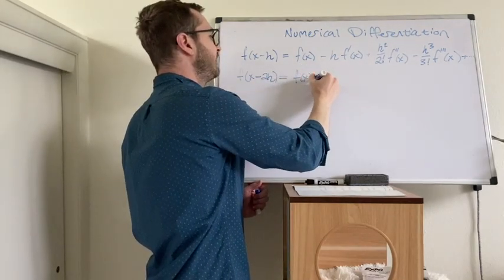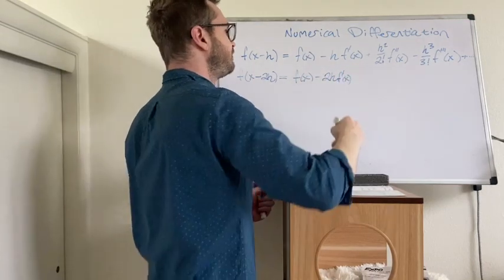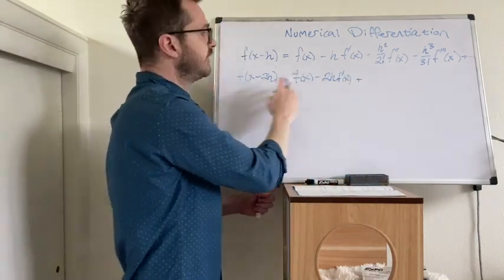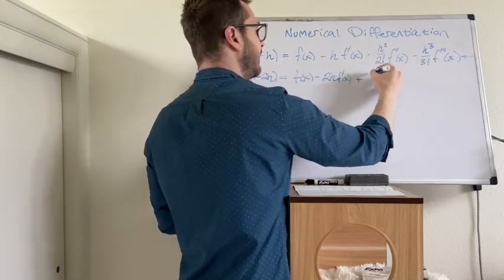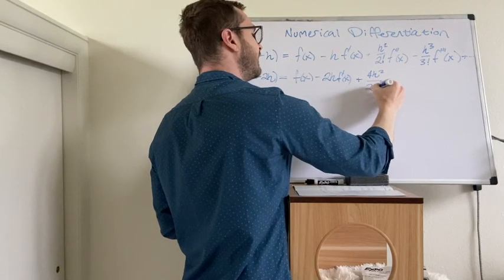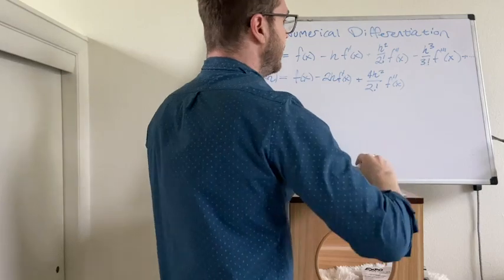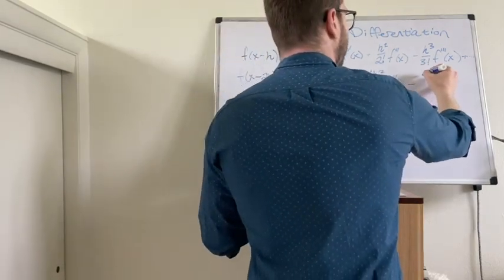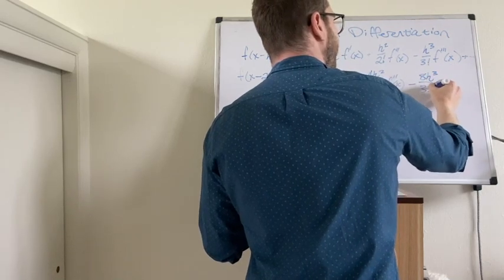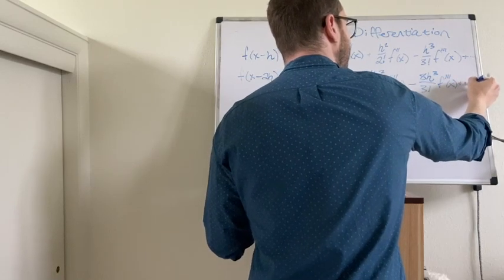It's f of x minus 2h f prime of x, plus 2h. The 2h is going to go into the h squared. The 2 is going to get squared, so that makes 4h squared over 2 factorial multiplied by f double prime of x. And then I'll go ahead and write in the third term. So this is going to be 8h cubed over 3 factorial f triple prime x plus dot dot dot.